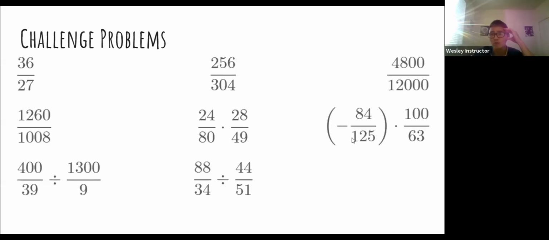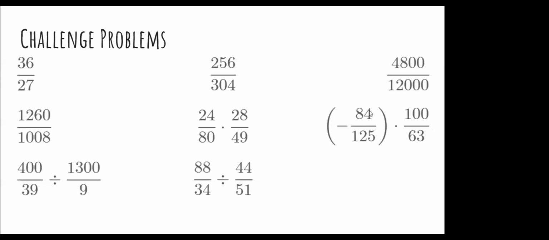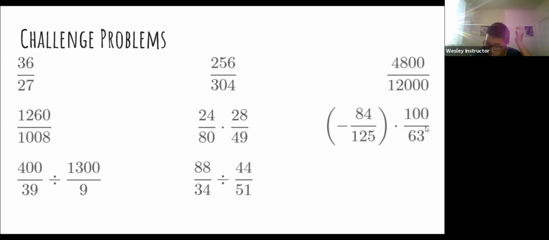Negative 84 over 125 times 100 over 63. Again, you guys can simplify those. You guys can switch the positions of 84 and 100. So put 100 over 125 and 84 over 63. That will give you guys negative 4 over 3 times 4 over 5, and then you guys should get negative 16 over 15.